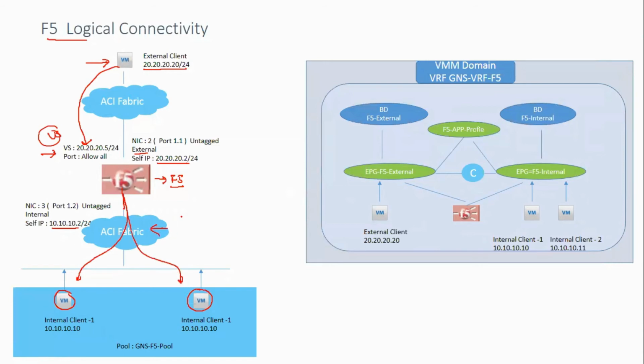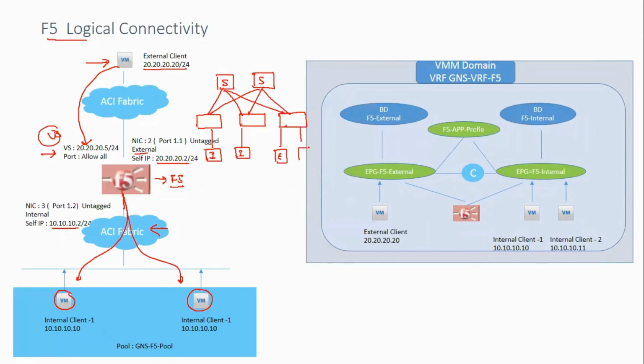So this is a logical topology, right? If you want the physical topology, let's say it will be just like this: spine, leaf. Here you have two internal servers. Here you have an external user, and here you have a load balancer. Two interfaces are there. One will be the internal interface and one will be the external interface.